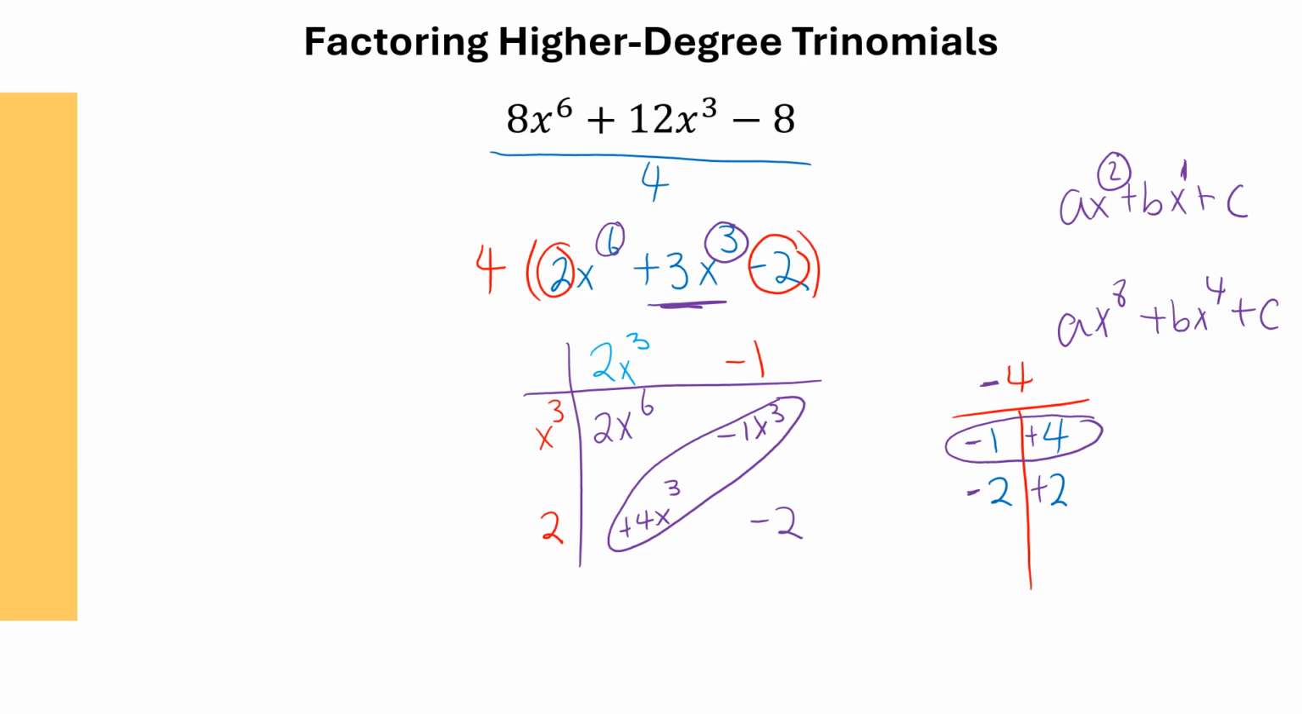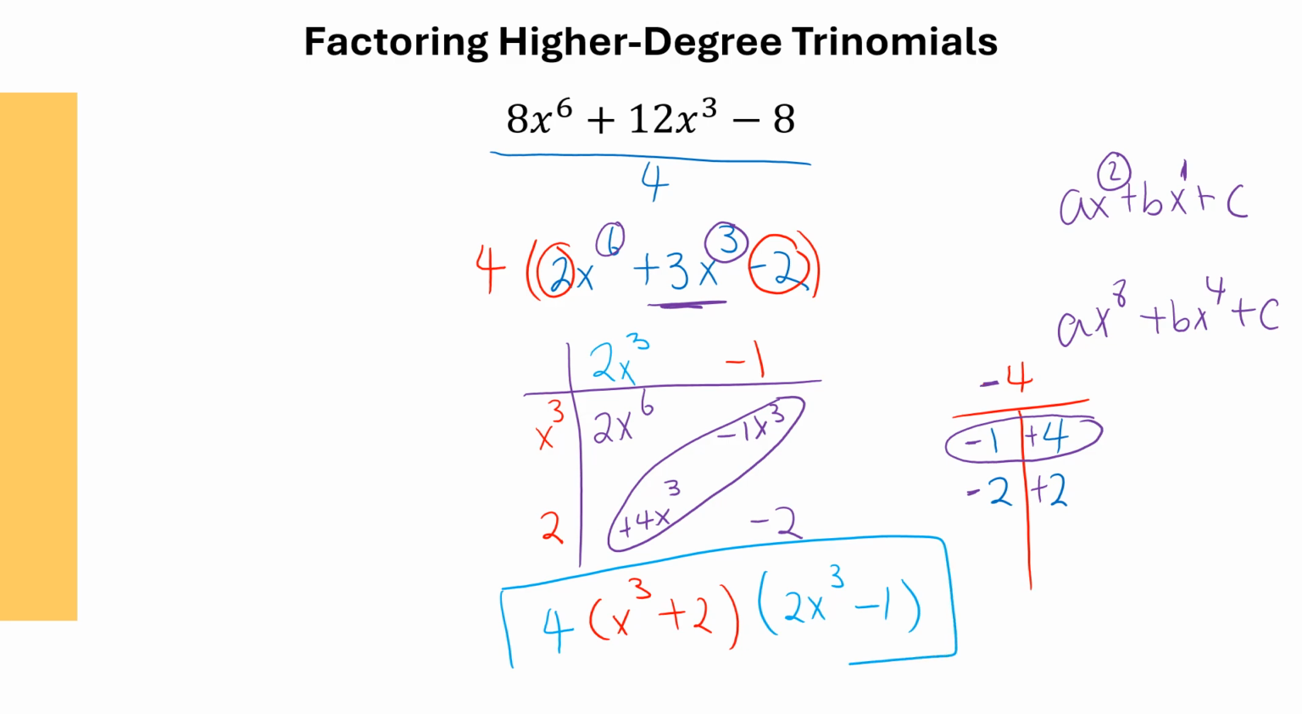So the answer for this problem is, I bring down the GCF, which is 4. And we have x to the 3rd plus 2 times 2x to the 3rd minus 1. And I can't factor any of the binomials, so therefore this is my final answer for this problem.